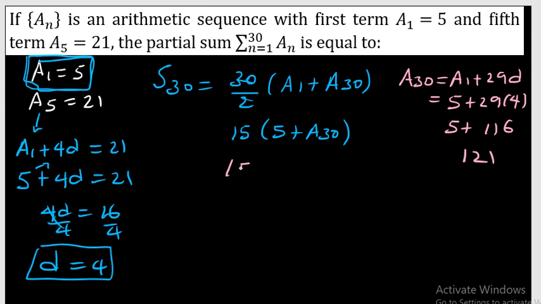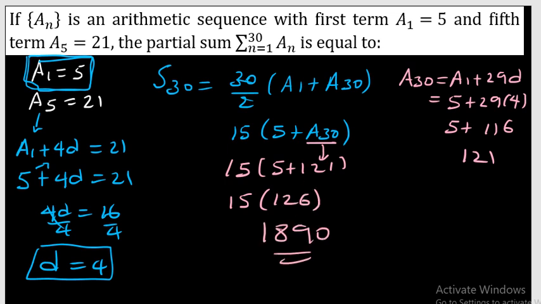Then 15 in bracket 5 plus 121, because A30 we got it already. So 15 multiplied with 126, then when you multiply, it's going to be 1890 will be the final answer. So we are asked the sum of the partial sum of 30 terms, which is 1880. Let us go to the next question.